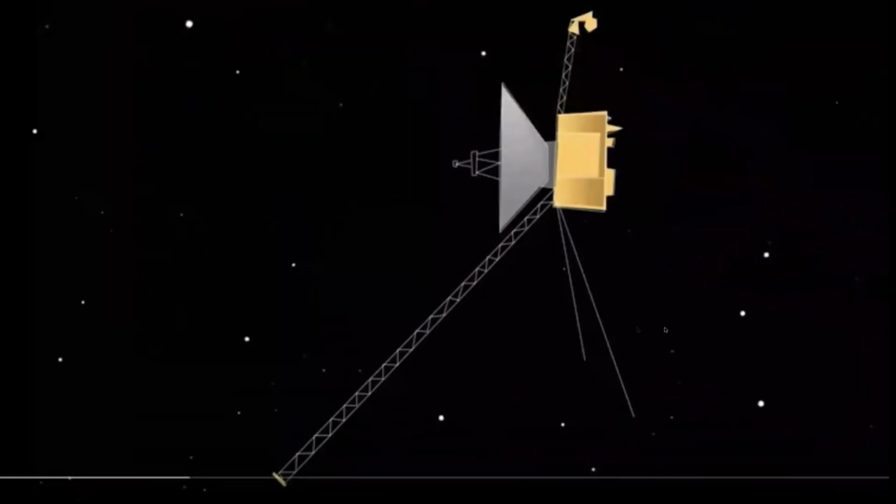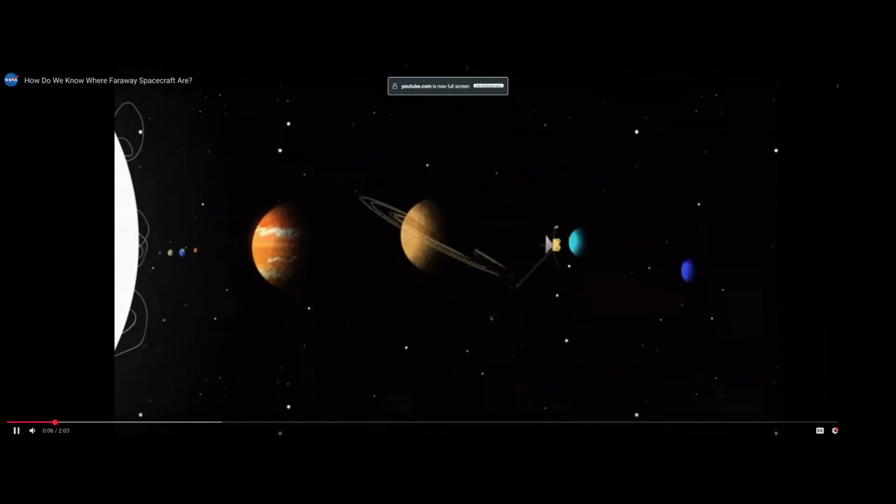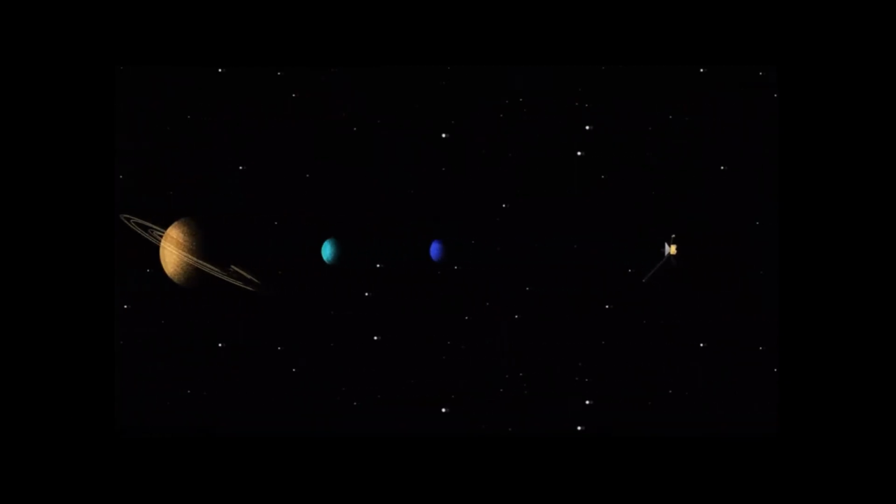NASA has dozens of robotic spacecraft exploring our solar system and beyond. So how exactly do we navigate spacecraft that are so far away?